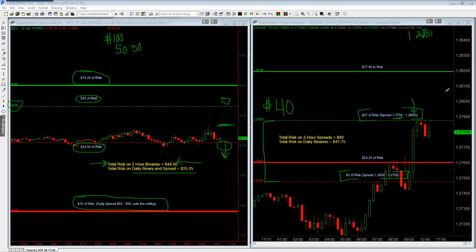However, it could also simply go to 1.2790, okay? That's always a possibility. Does everyone understand that? In that case, you would only make the difference between where the premium was on entry and what the expiration value was. In this case, it would have been approximately $4. Does everybody understand that one?